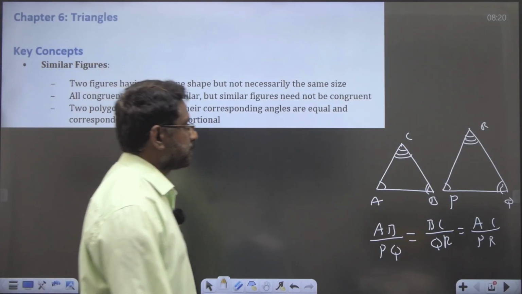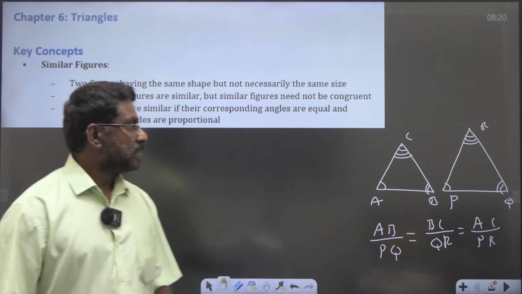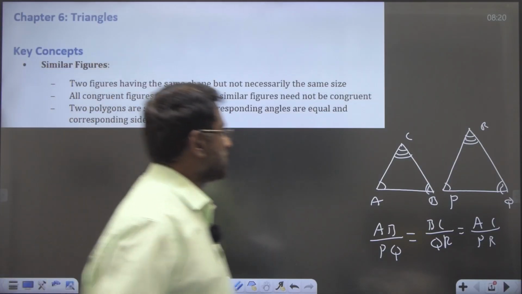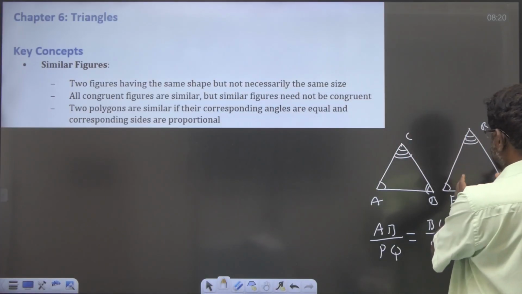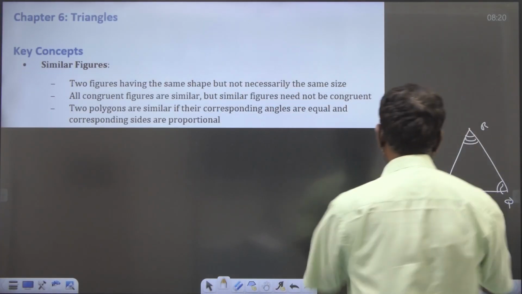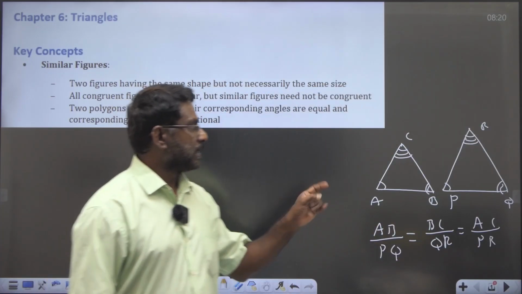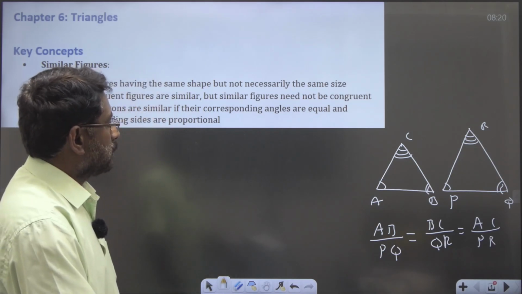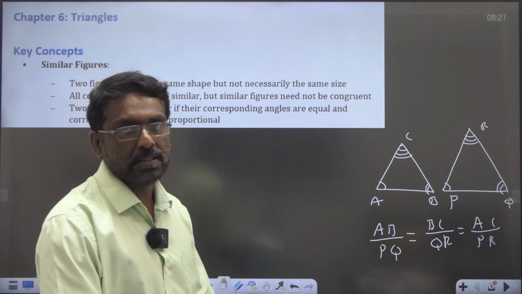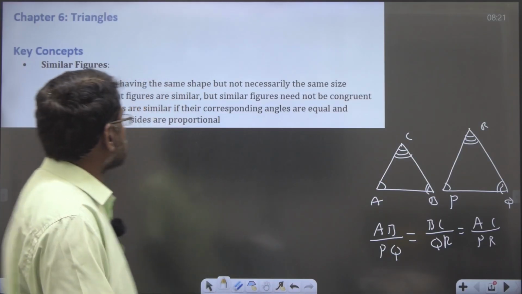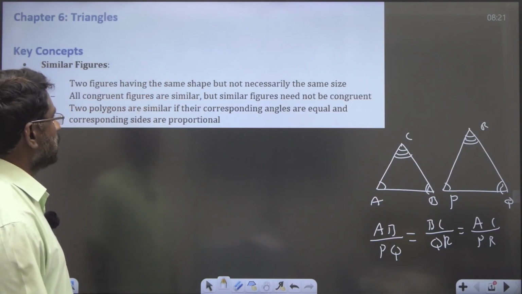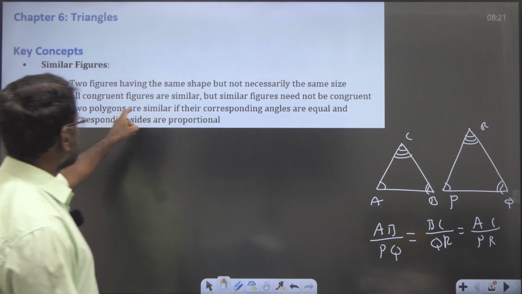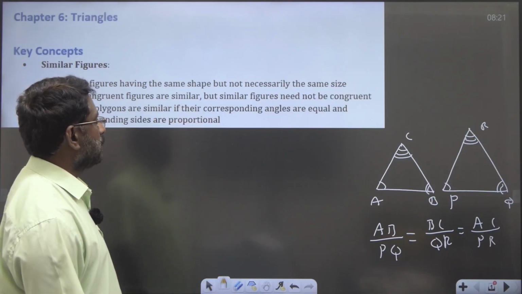Congruent triangle means they have the same size also. That means if we put this triangle on the other triangle, it will overlap. Then we can say that they are congruent triangles. All congruent triangles are similar triangles, but all similar triangles are not congruent. Similar figures have the same shape, but not necessarily the same size. All congruent figures are similar, but similar figures need not be congruent.